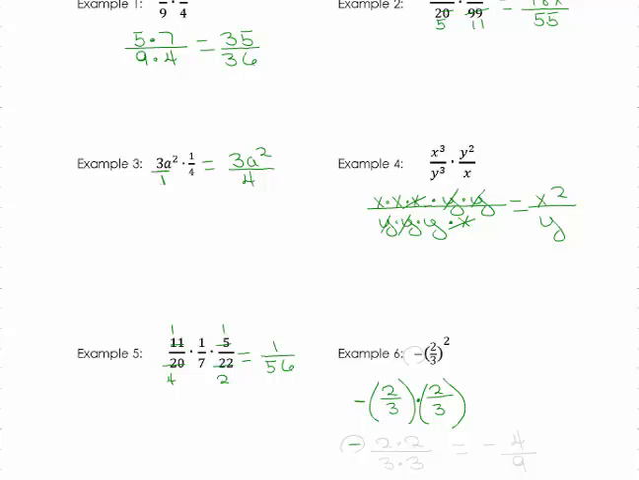What I've got is negative 2 times 2, numerator times numerator, over 3 times 3. Look, I only had one negative in the original problem. I've only got one negative in the ending problem, so I'm going to have a negative answer. It's going to be negative 4/9.